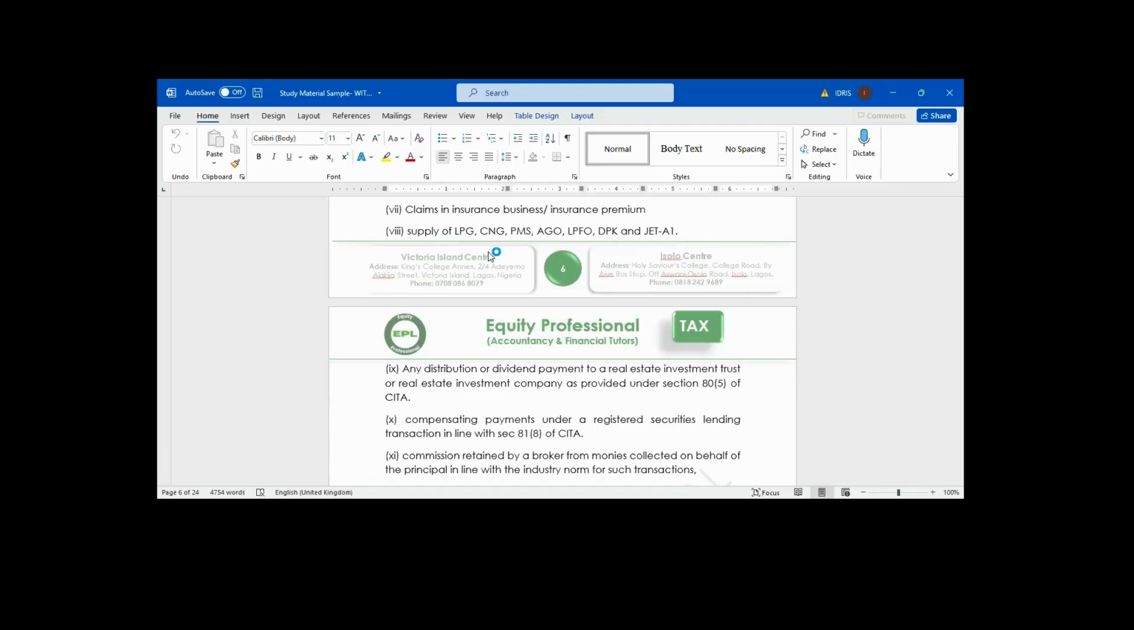You give me a contract to come and supply you diesel, to come and supply PMS, to come and supply CNG to your company. When you want to pay me, law says you should not deduct withholding tax. Anything supply of diesel, supply of petrol, supply of gas, supply of CNG, anything petroleum product coming out from crude oil, if somebody gives you a contract to supply them as contract supply, they cannot deduct withholding tax.